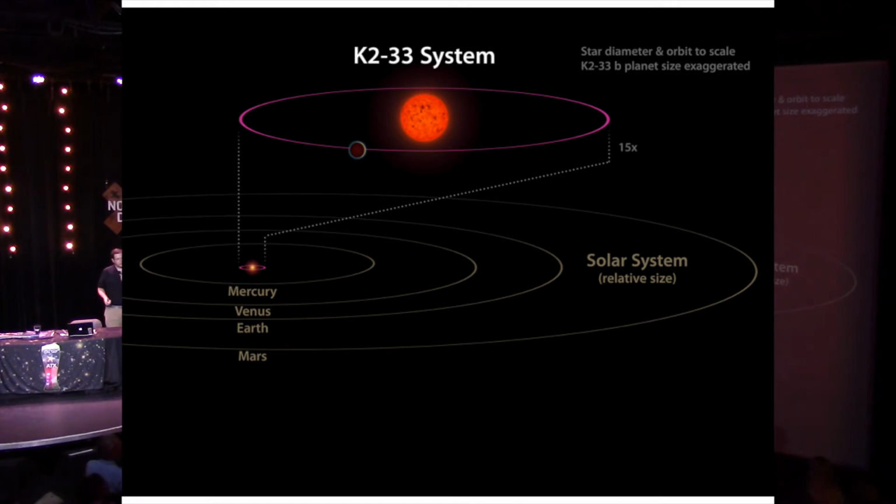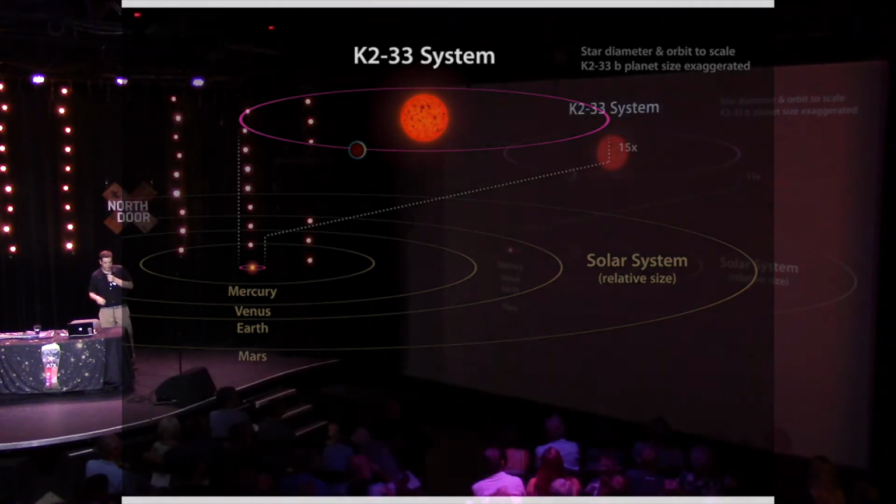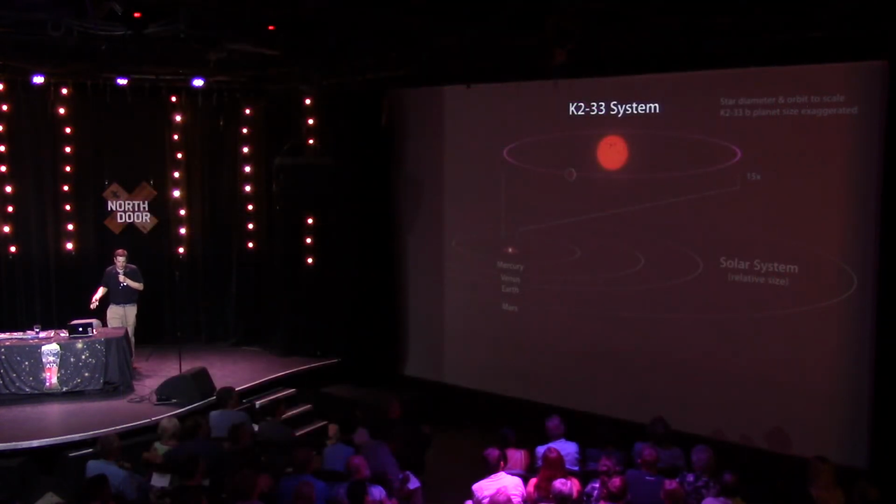K233 is particularly interesting because this one's in Upper Scorpius. It's only 10 or 11 million years old. And it's also on an extremely tight orbit. Here it is compared to the solar system. You can see it's far inward of Mercury. The period is only about 5 days.